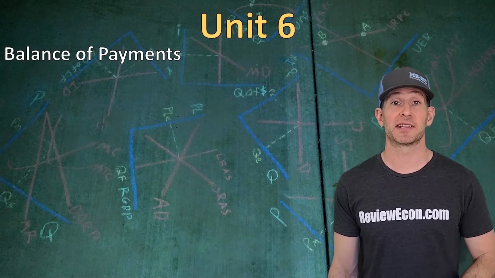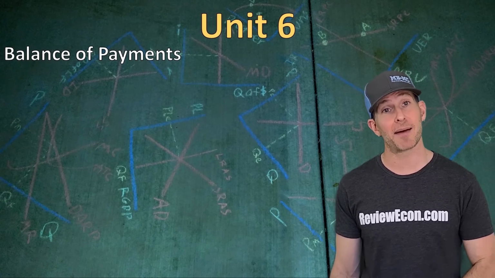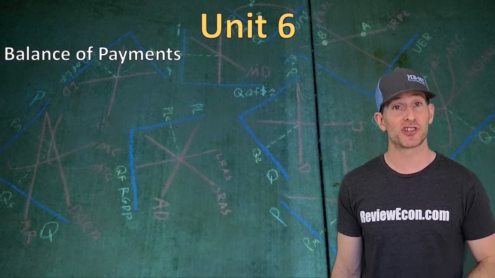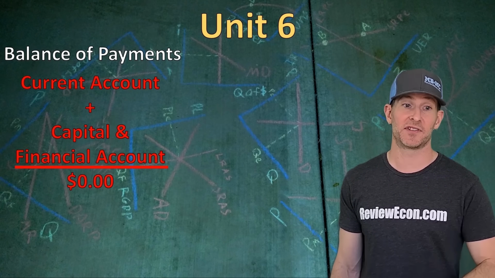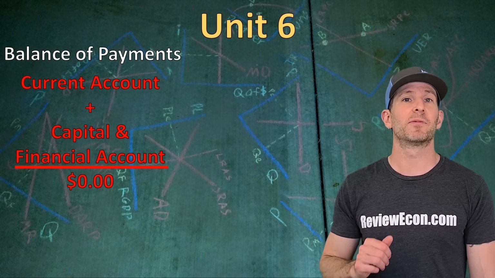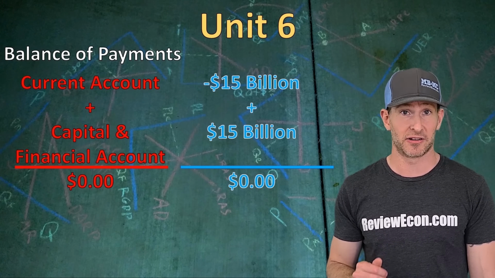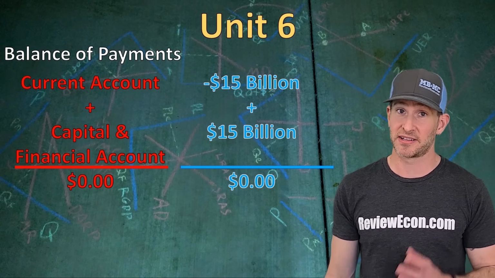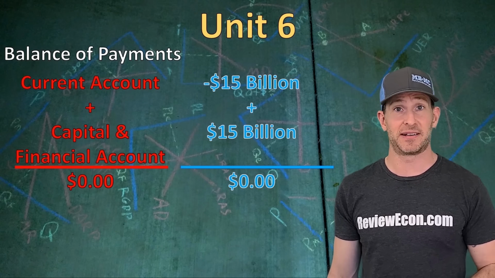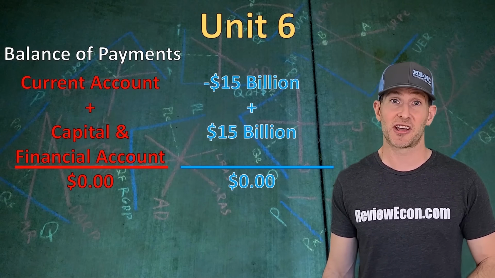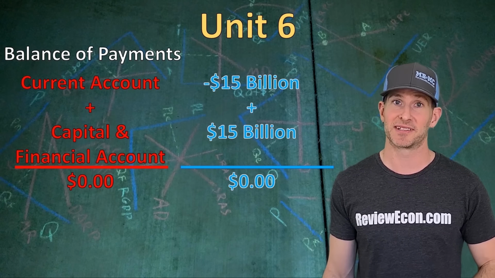Now, the balance of payments includes both the current account and the capital and financial account. Adding the two accounts together will always give you a balance of 0. And with the numbers we just saw, we had a deficit in the current account of $15 billion. We also had a surplus in the capital and financial account of $15 billion. The two of those balance each other out and equal 0 when summed together.